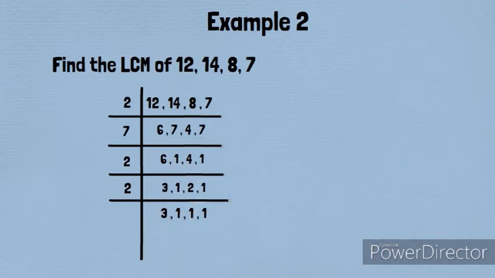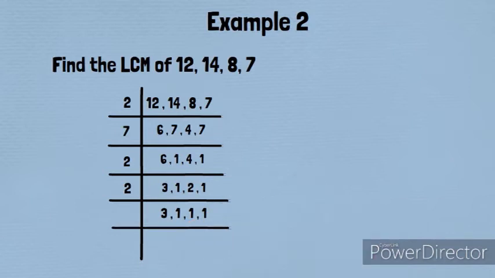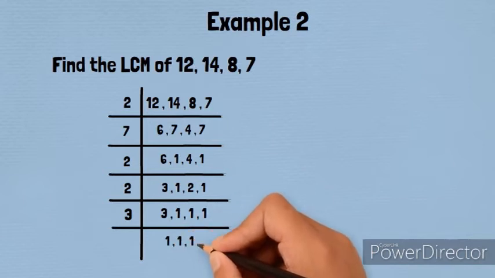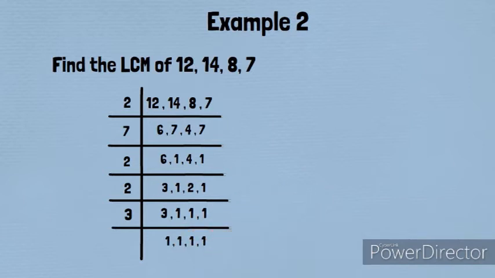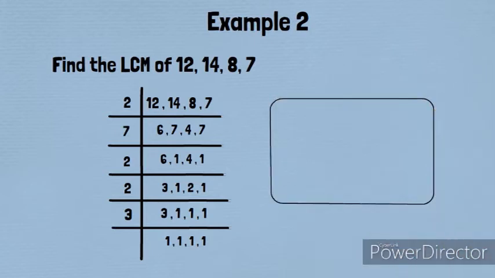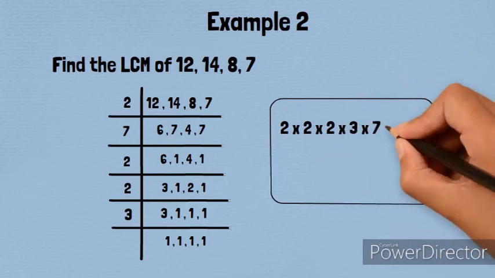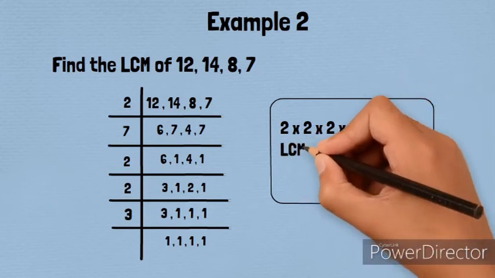First, let's divide by 2. 3 cannot be divided by 2, so that stays 3. 1 cannot be divided by 2, so that gives us 1. 2 divided by 2 gives us 1. And 1 cannot be divided by 2, so that gives us 1. Now, let's divide these numbers by 3. So 3 divided by 3 gives us 1, and the rest of the ones cannot be divided by 3, so we have to bring down those ones again.